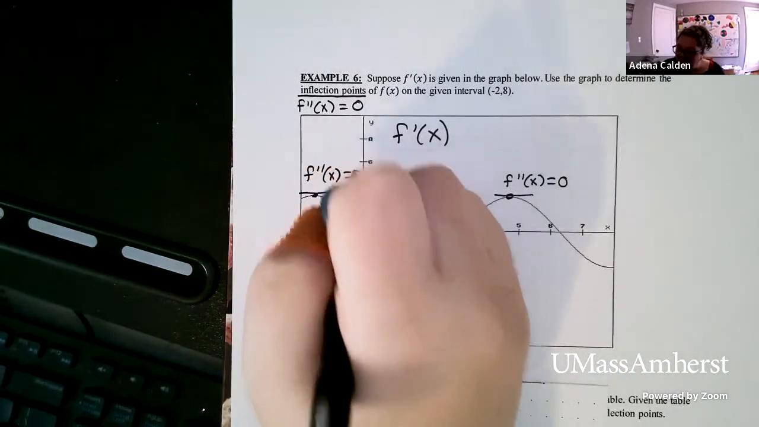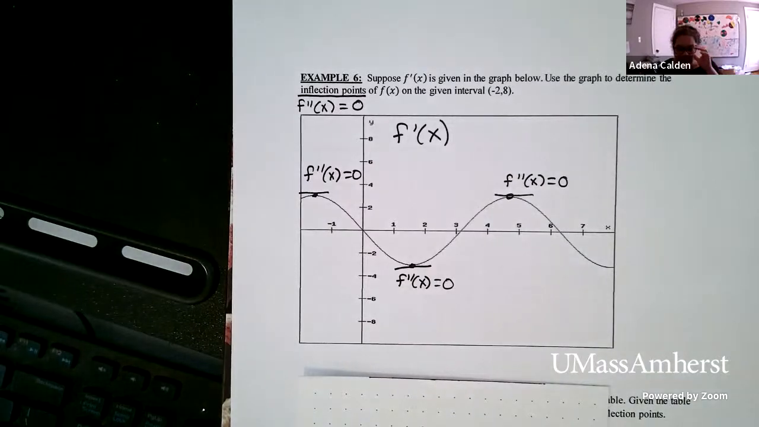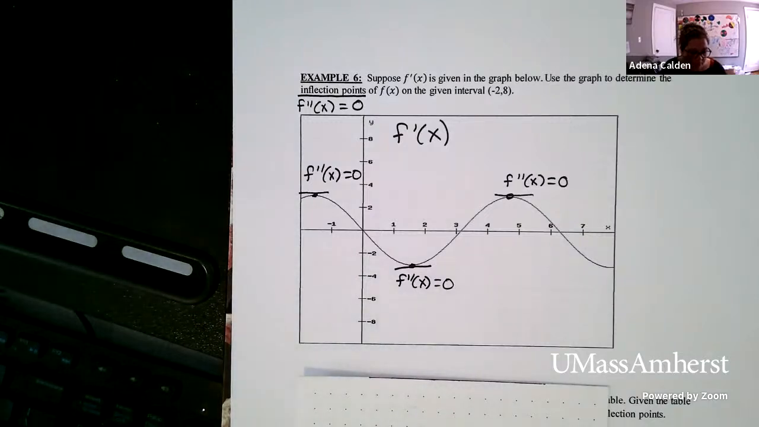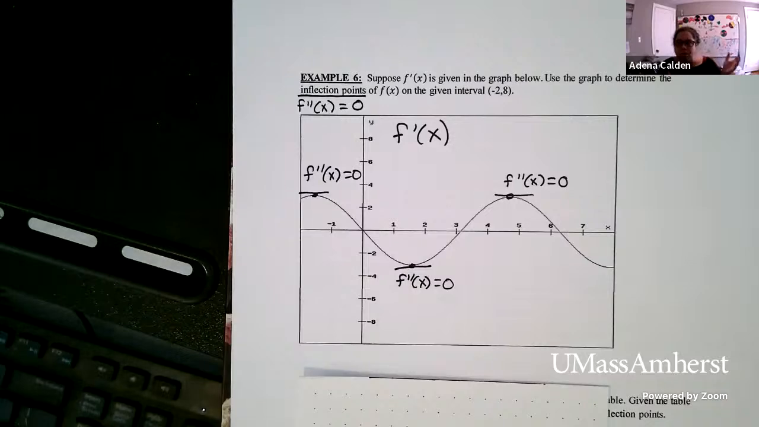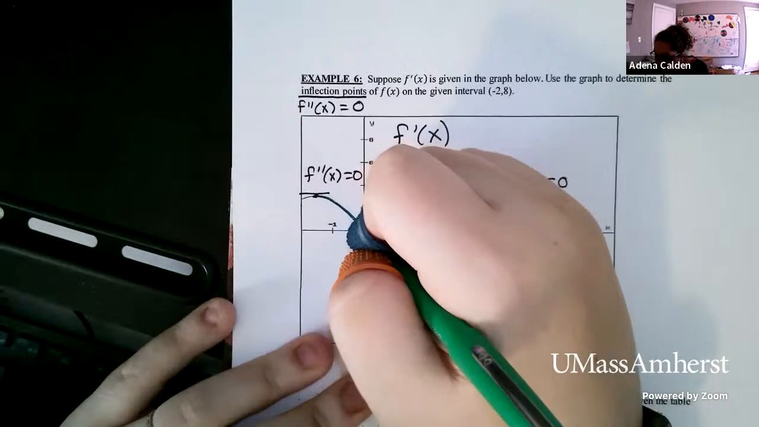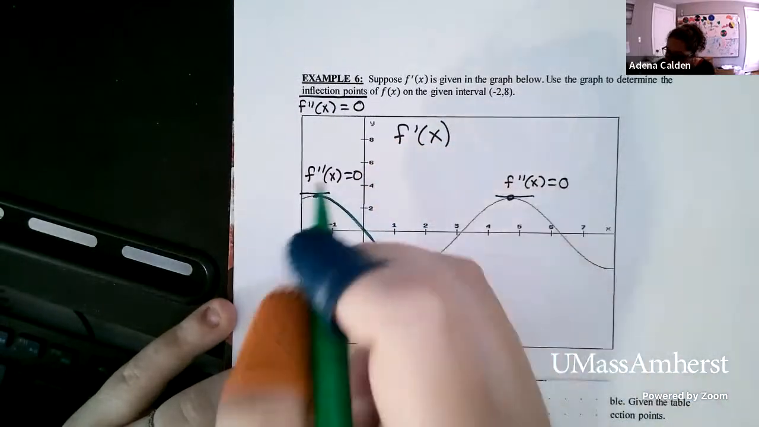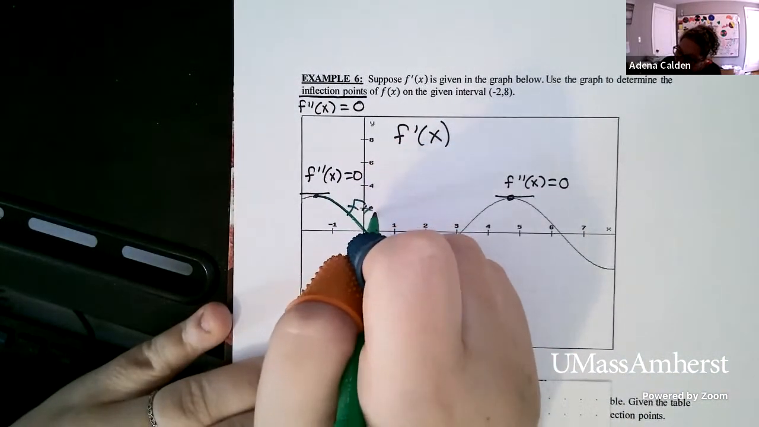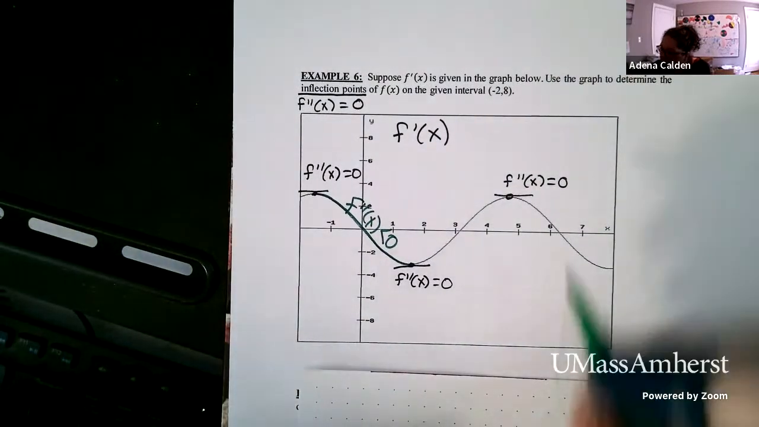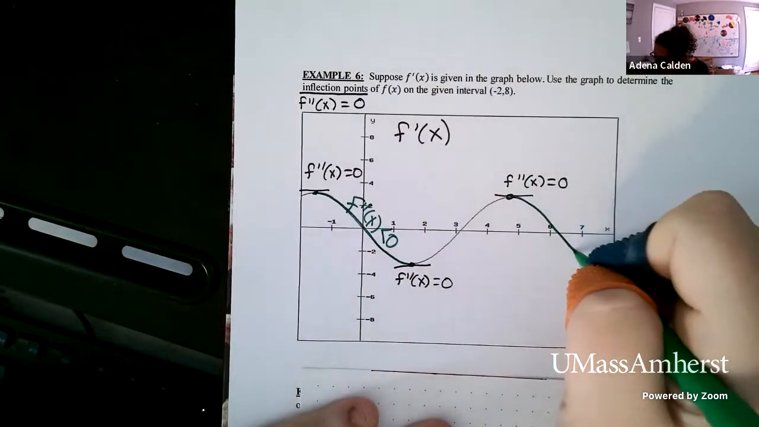But again, it's not enough for the second derivative to equal 0. We need the second derivative to change signs around our point. So how do we check that? This is where we use the relationship between the sign of the second derivative and whether the first derivative is increasing or decreasing. If your first derivative is decreasing, then your second derivative is negative. That happens here and here.